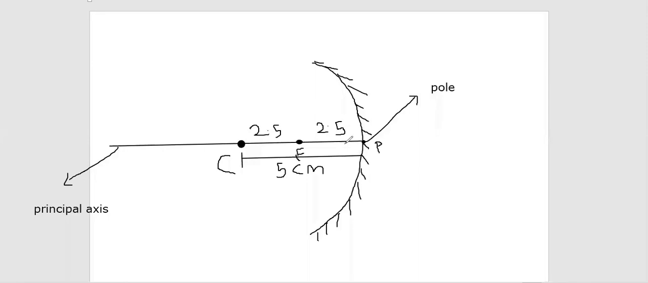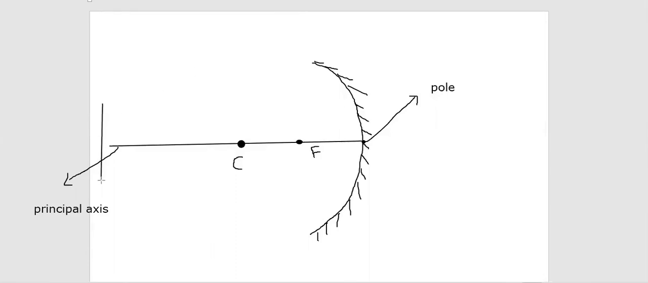Now, I will explain the first ray diagram. So this one is the center of curvature, and this one is the focus. Right? Now, if an object is at infinity, at infinity in the sense we don't know where the object is. It is beyond imagination.